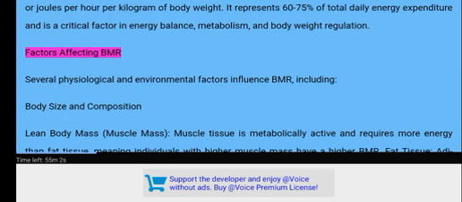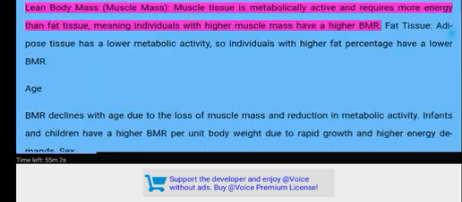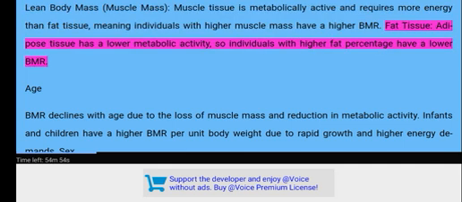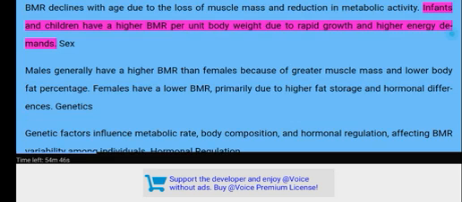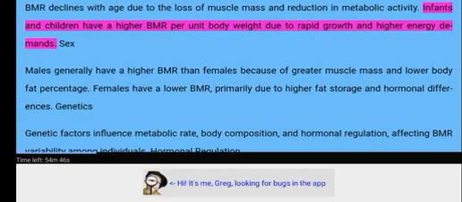Factors affecting BMR. Several physiological and environmental factors influence BMR, including body size and composition. Lean body mass: muscle tissue is metabolically active and requires more energy than fat tissue, meaning individuals with higher muscle mass have a higher BMR. Fat tissue: adipose tissue has a lower metabolic activity, so individuals with higher fat percentage have a lower BMR. Age: BMR declines with age due to the loss of muscle mass and reduction in metabolic activity. Infants and children have a higher BMR per unit body weight due to rapid growth and higher energy demands.